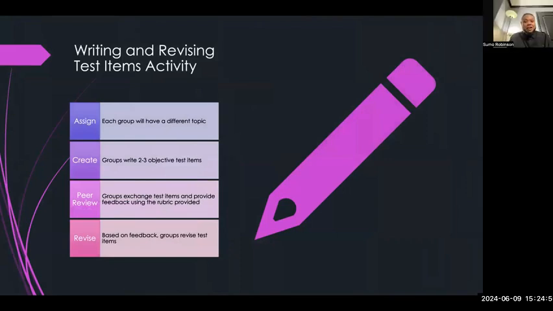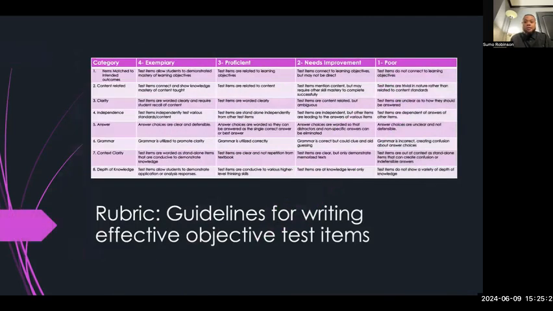Hello, everyone. Next, we will go over our ending activity, but for time purposes, I will just go over it. So first, we will start off by assigning each group a different topic. Those groups will create 2 to 3 objective test items. After that, we'll peer review them, and the groups will exchange test items and provide feedback using the rubric provided. And based on that feedback, we'll have a time to revise those groups and those test items.